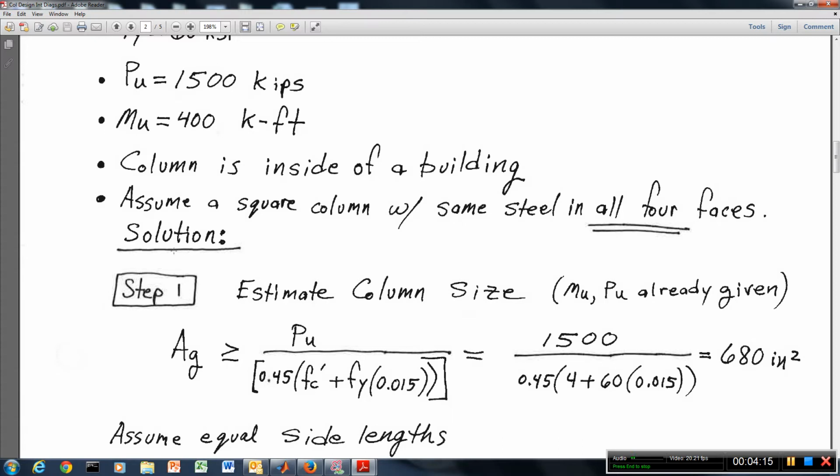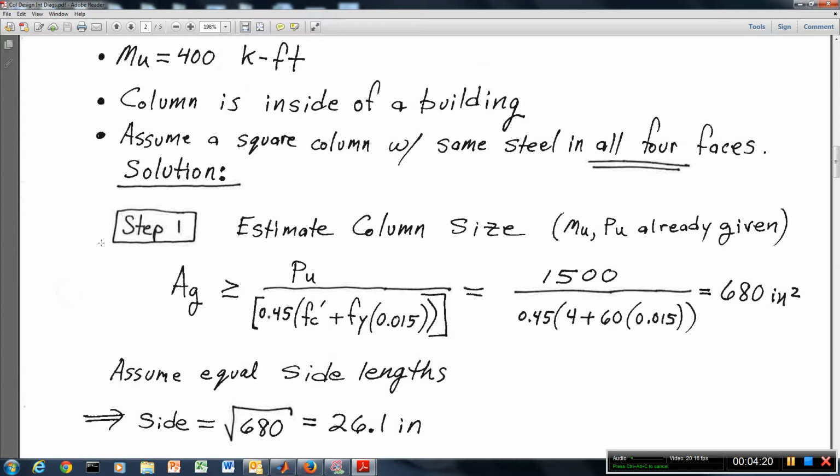So now we proceed to the solution, and with many things in design, we do have to make some sort of estimate at the beginning. And so what I'm calling step one here is an estimate of column size. Column size can be estimated by this formula here. But I want you to be careful when you use this formula, because there are circumstances where it will not give a very good estimate. So you really have to remember carefully that this is just an estimate.